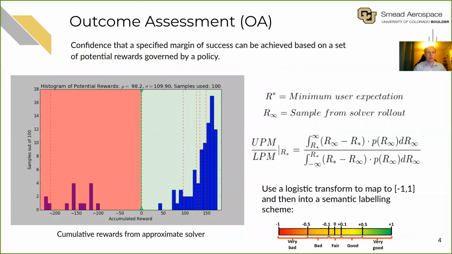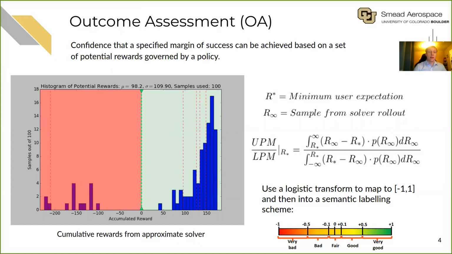So what is outcome assessment? Outcome assessment is the confidence that a specified margin of success can be achieved based on a set of potential rewards governed by a policy. If we have a policy, we can do a number of MDP rollouts in which we simulate traces through such a policy. For each of these simulation traces, we will get a cumulative reward. From n of these traces, we can construct a cumulative reward PDF as shown here in the bottom left, based on all the cumulative rewards that we achieve through those simulations.